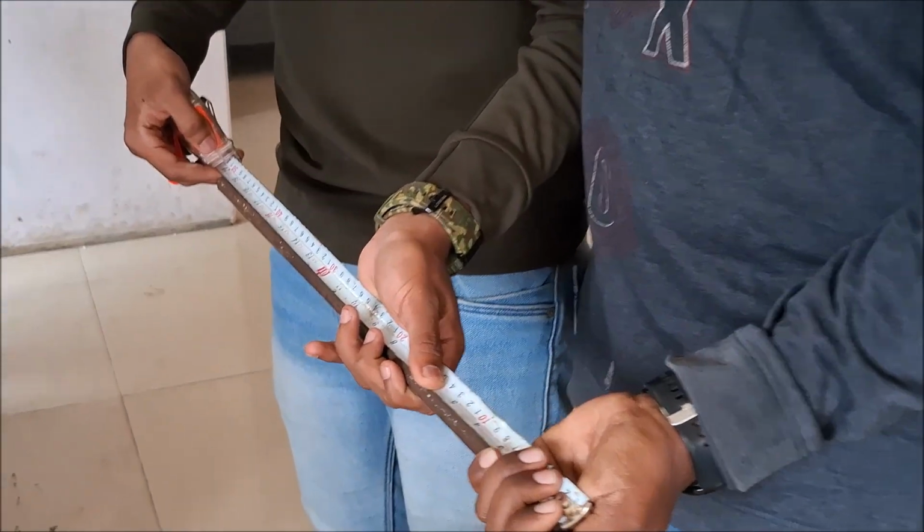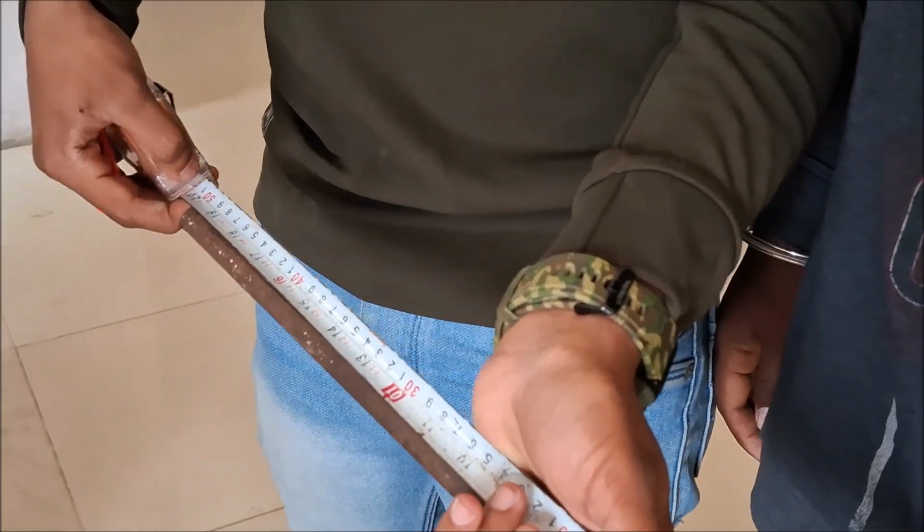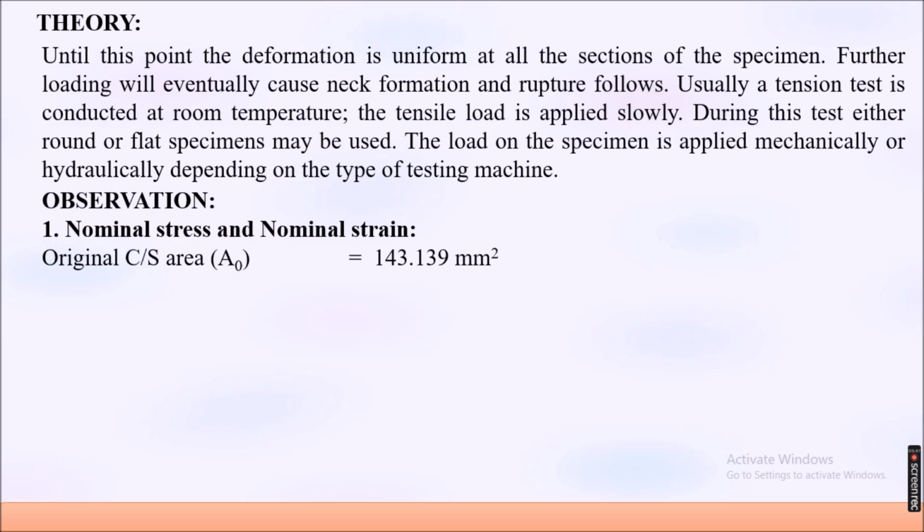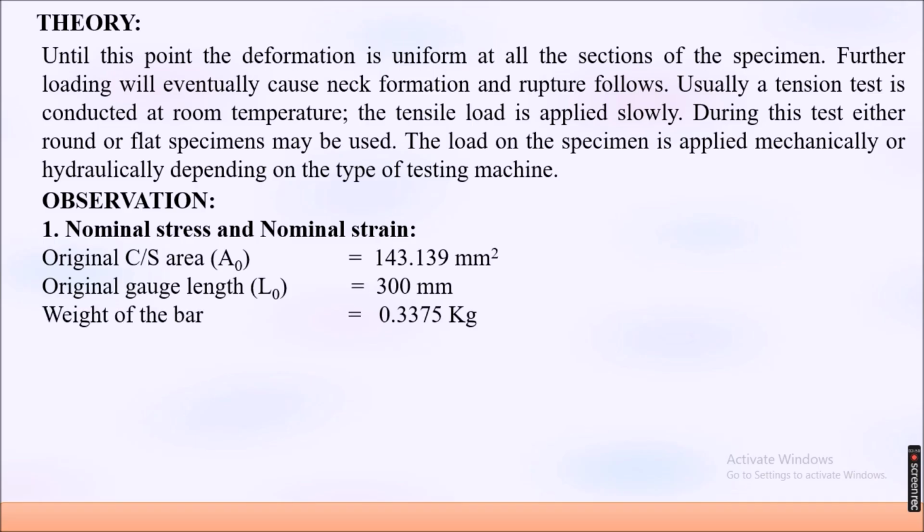Observation. 1. Nominal stress and nominal strain. Original cross-section area, A0, 143.139 millimeters squared. Original gauge length, L0, 300 millimeters. Weight of the bar 0.3375 kg. Increase in gauge length, 8.015.